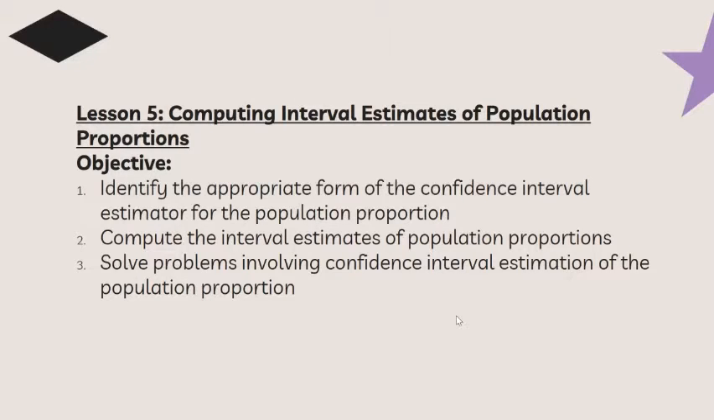Our objectives are, first, identify the appropriate form of the confidence interval estimator for the population proportion. Second, compute the interval estimates of population proportions. And lastly, solve problems involving confidence interval estimation of the population proportion.